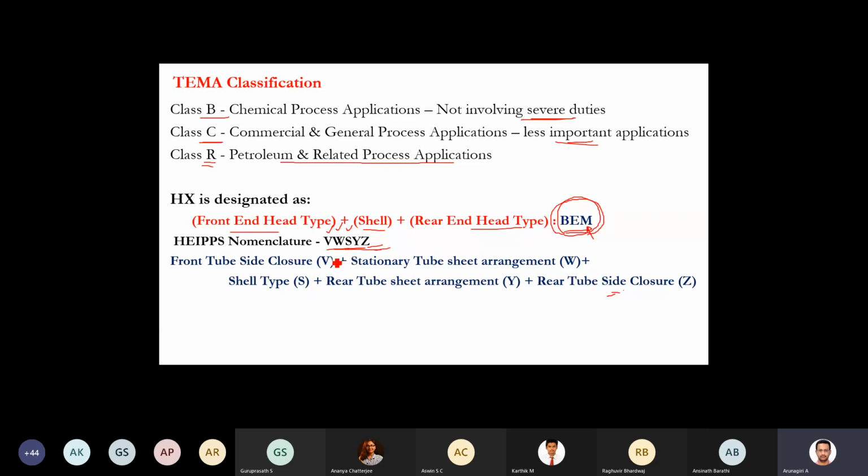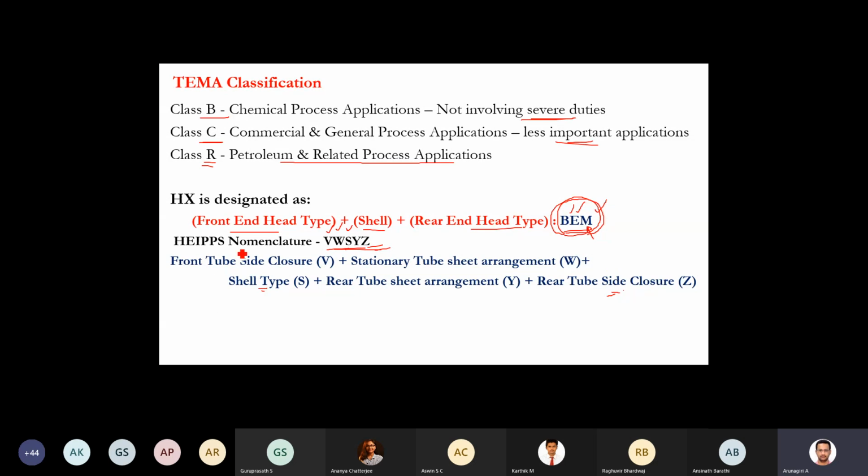Then this S represents the cell type. This BEM means it's similar to VSZ. So these are different B type front end closures, E type cells, then M type closures. We have different classifications here, we will see. If you represent your heat exchanger by this notation, you can clearly understand what type of front end head it has, what type of rear end it has, and what is the nature of the cell. Those things you can identify.